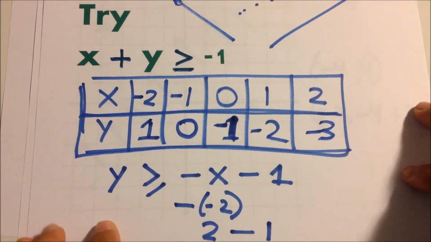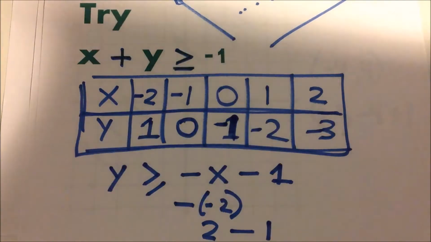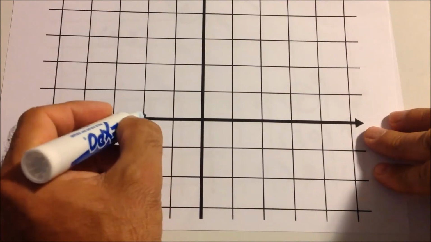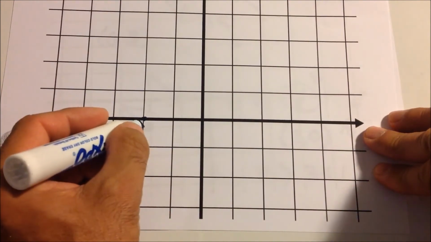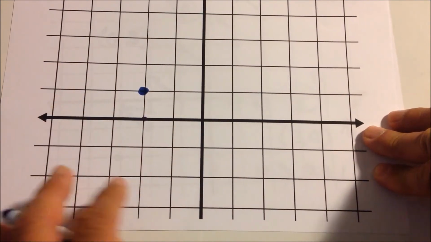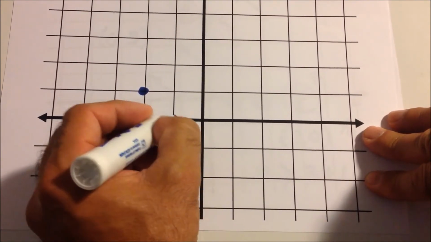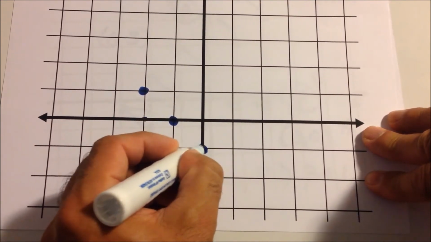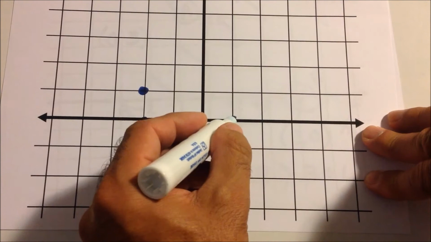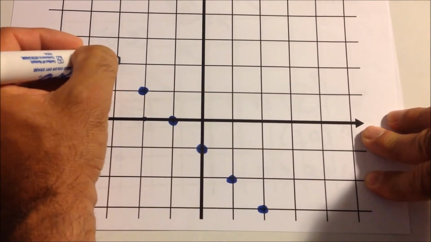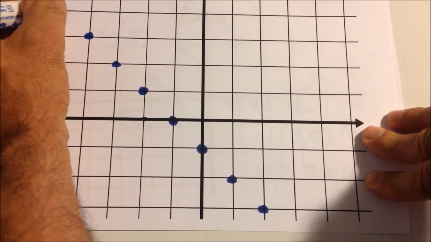So what do we do from here? We graph it. Okay, so we'll just bring this here. So again, if x is negative 2, we're saying that y is 1. Put that over there. If x is negative 1, y is 0. If x is 0, y is negative 1. If x is 1, it's negative 2. If x is 2, it's negative 3. And it's going up this way too.